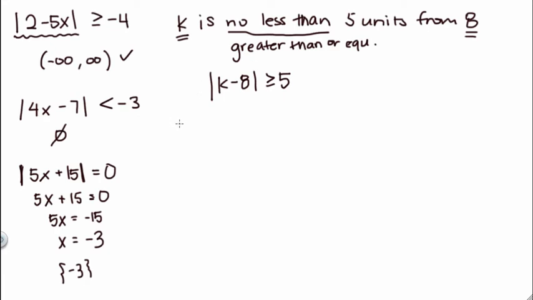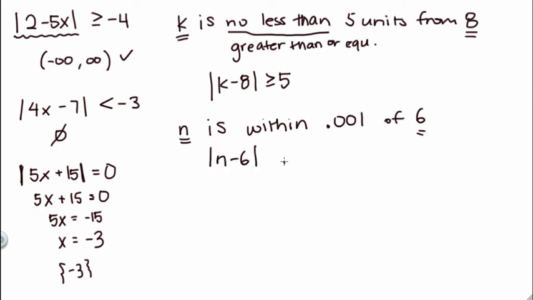It's a bit tricky when you first encounter words that you haven't seen, but with practice it'll become a little bit easier. The next one that I have is n is within 0.001 of 6. So if we say within, we're comparing n and 6, right? So n minus 6, the distance, is within 0.001. Within meaning it's below, right? If I say it's within 0.001, it means it's less than 0.001.